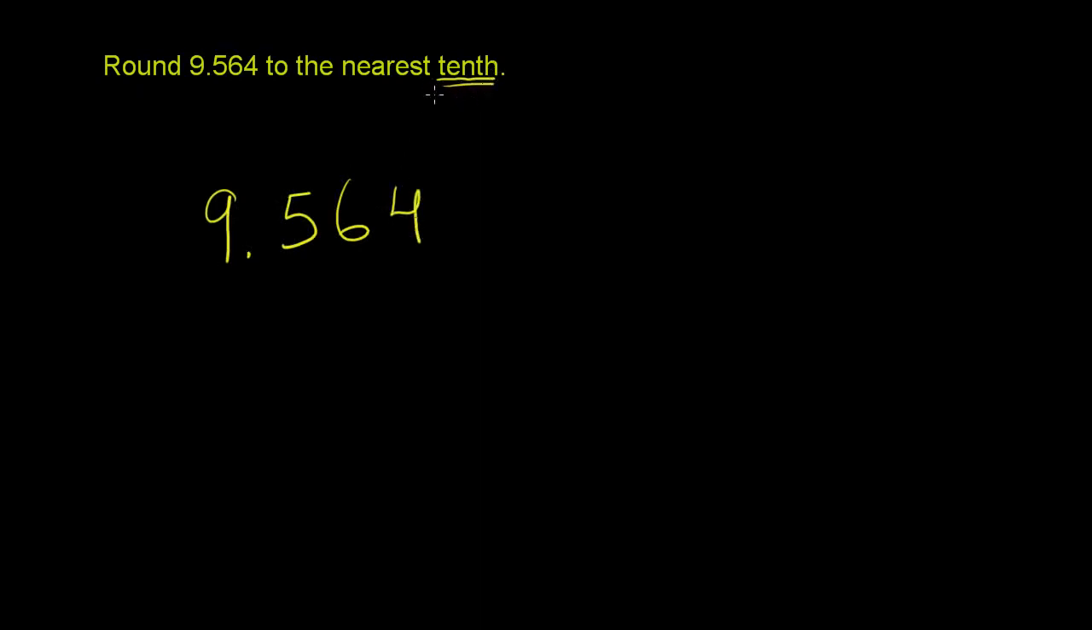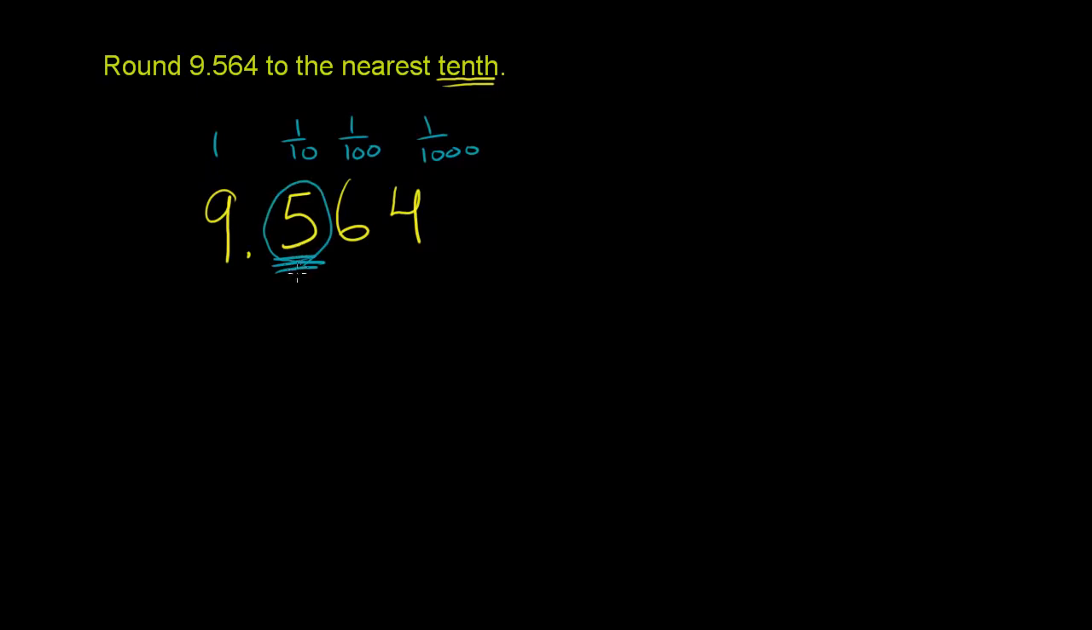So what's the tenths place? The tenths place is right here. This right here represents 5/10. This is the ones place, this is the tenths place, this is the hundredths place, and this is the thousandths place right here. So we need to round to the nearest tenth. So if we round up, this will be 9.6. If we round down, this will be 9.5.